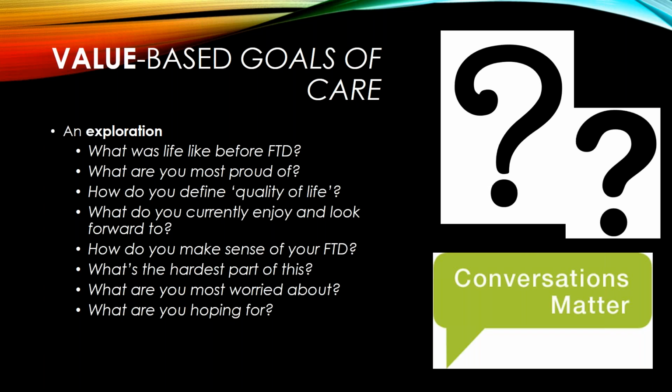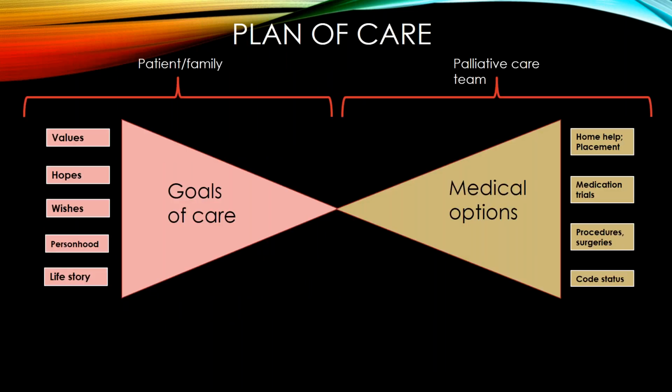So in summary, this is a list, just some ideas of questions that we might ask in a goals of care discussion within a palliative care visit to try and better understand the person behind the diagnosis. Who are they really? What are they hoping for? What's the family hoping for? And so on, so that we can use this information moving forward. And by that, I mean, what we're trying to do is then generate a plan of care.